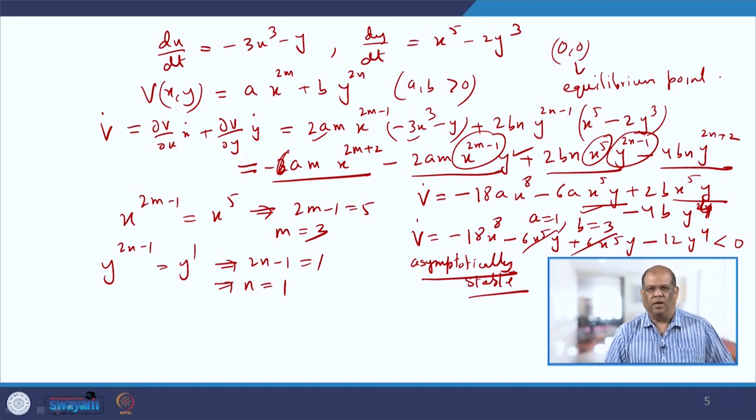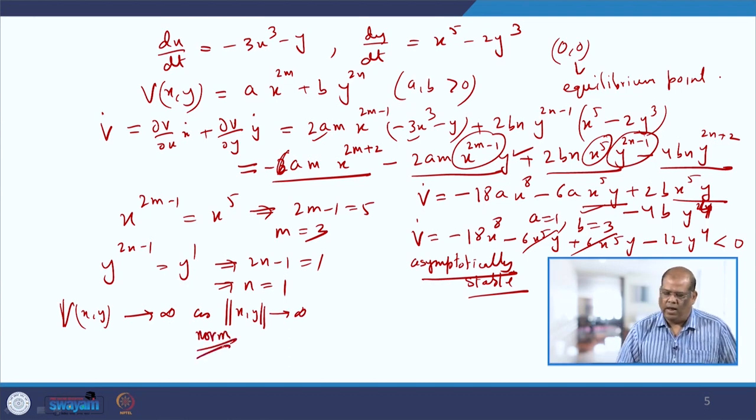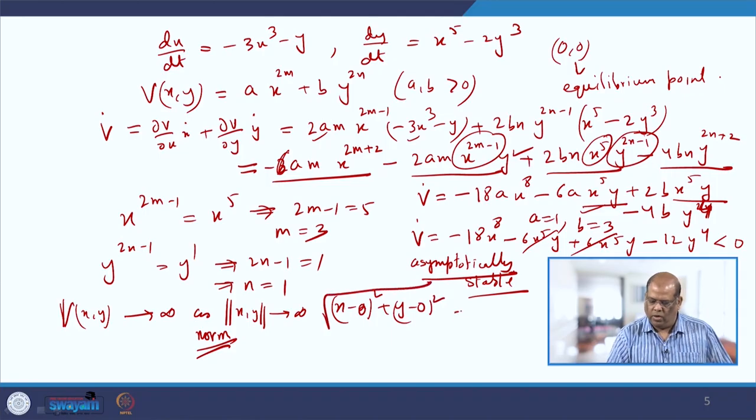If you want to check the global stability, you have to show that the system is radially unbounded. What does that mean? It says that your V(x,y) must tend to infinity as the norm of (x,y) tends to infinity. By norm you mean the distance, and here it is the distance of (x,y) from the origin, from the equilibrium point. If you use the distance formula, it is the square root of (x minus 0) squared plus (y minus 0) squared. So, this is your square root of x squared plus y squared. This is the norm of (x,y).